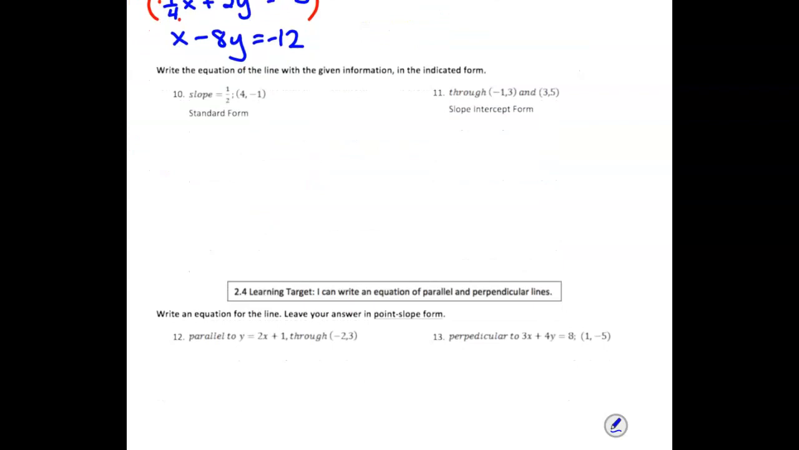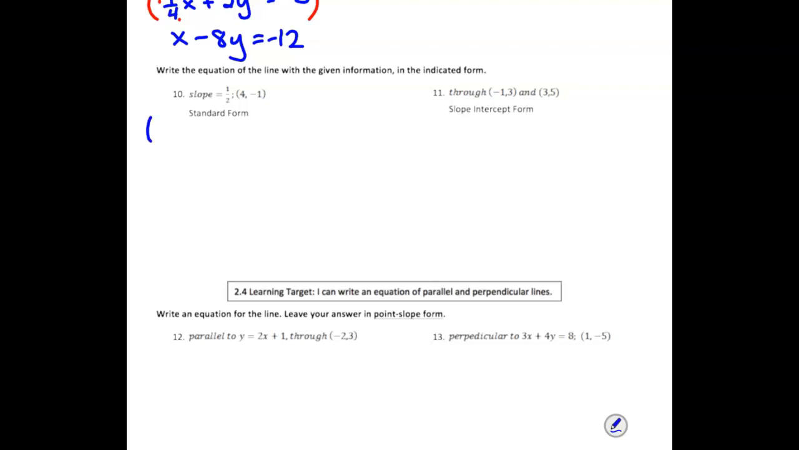The next set of questions say to write the equation of the line with the given information in the indicated form. So we are told the slope is 1/2 and we want it to go through the point 4, negative 1. It says we want a final answer in standard form, but remember that's not the form that we have to start with. Since we're given a slope and a point, it makes sense to start with point slope form.